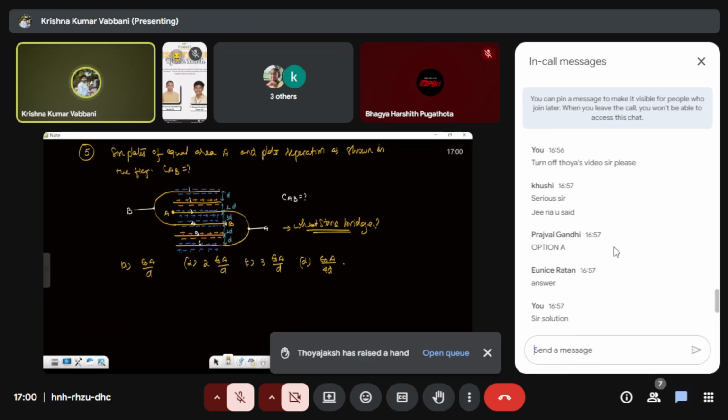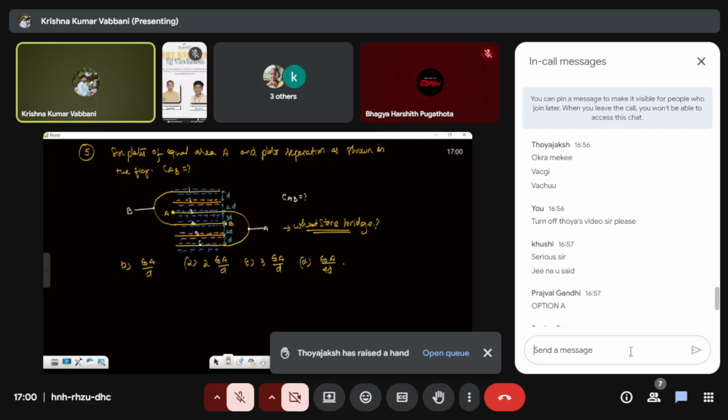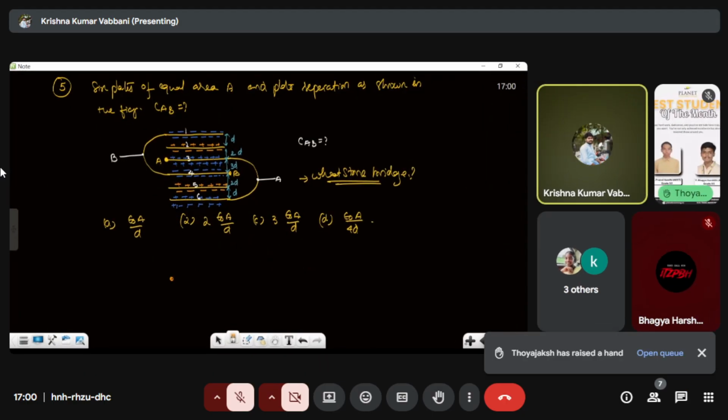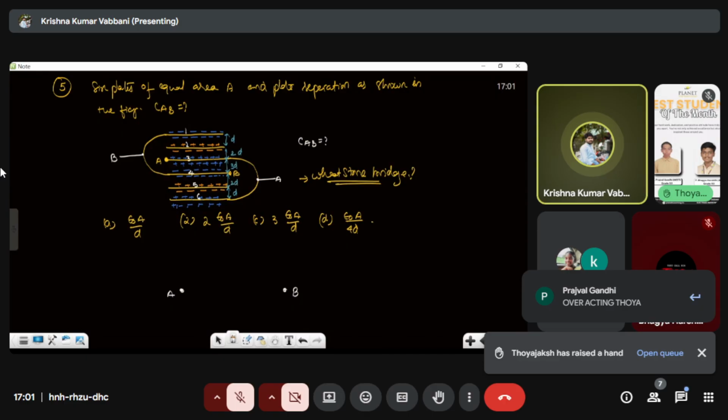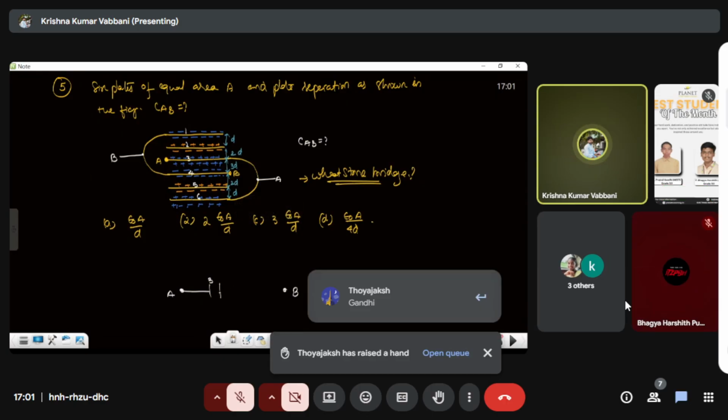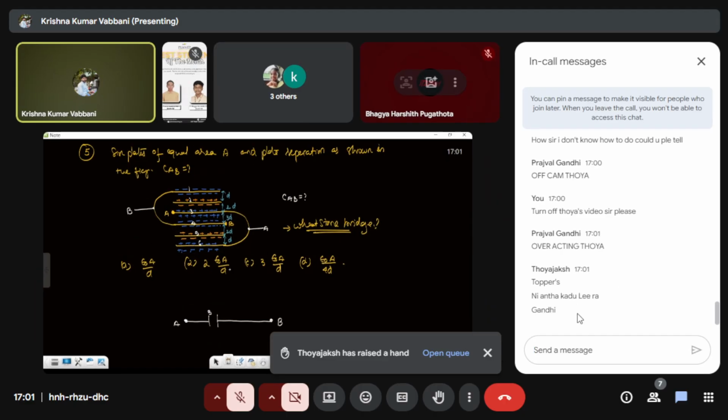Okay, let's check this one. So let's take A and B potential. You can take terminal A and terminal B. See, I request you please take from the terminal. So this terminal, plate 3 is connected. Okay, for plate 3, which one is the parallel? Sir, 4 is the parallel. Yes, 4 is the parallel. This 4 is connected to B. Yes, 4 is connected to B.